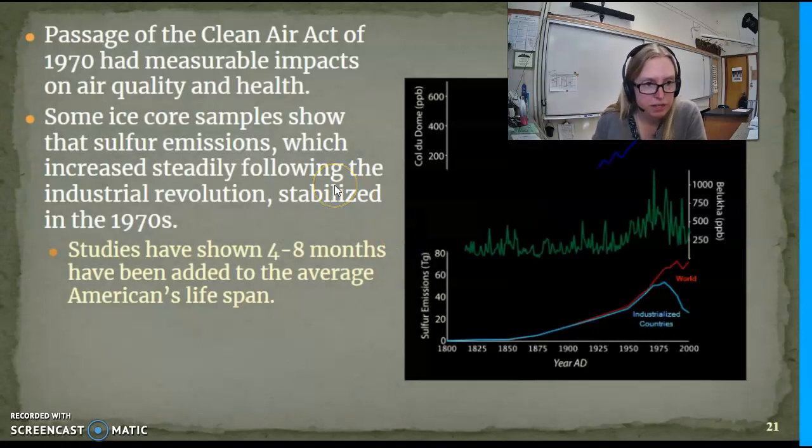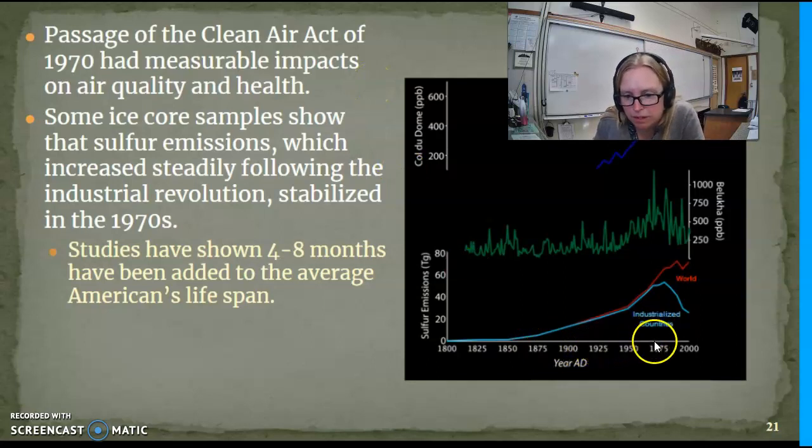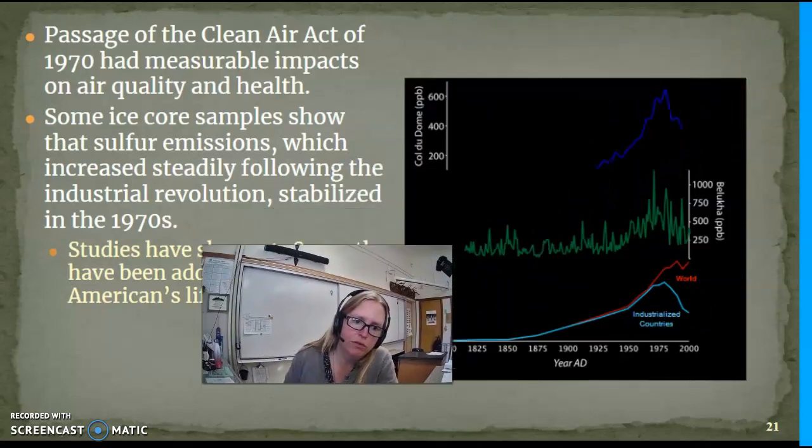So the passage of the Clean Air Act in 1970 had really measurable impacts on air quality and human health. So in here, in 1970, you can kind of see the sulfur emissions dropping. And oops, you can't really see the carbon. Sorry, the ozone.